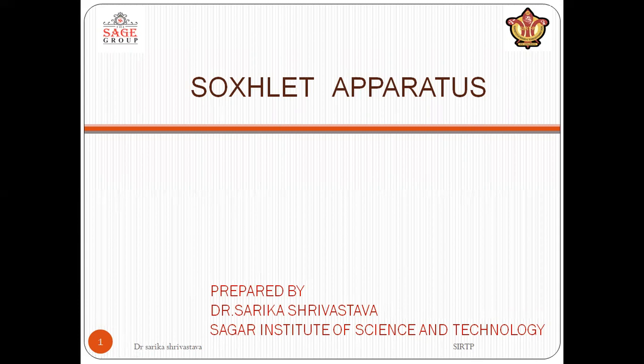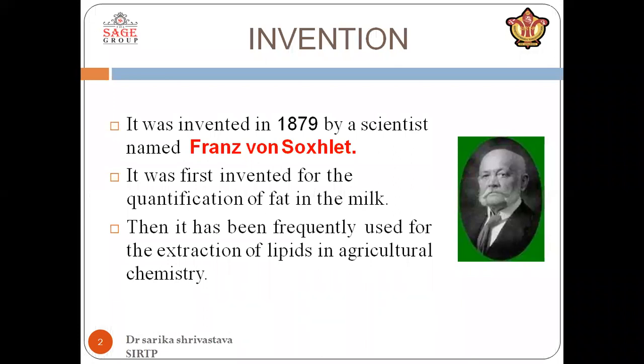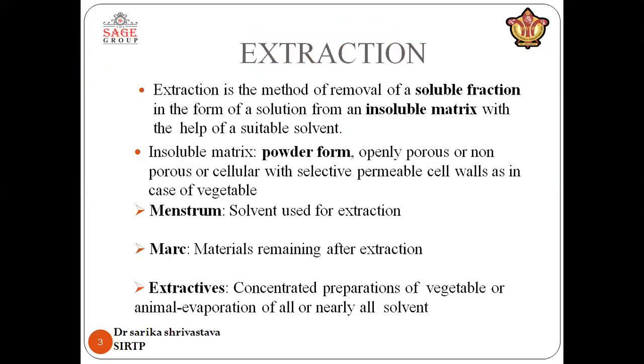A Soxhlet apparatus is used for the extraction of the crude drugs. The crude drugs are those drugs which are obtained from natural sources. The Soxhlet apparatus was first invented in 1817 by a scientist named Franz von Soxhlet. It was first invented for the quantification of fat in milk. Then it has been frequently used for the extraction of lipid in agricultural chemistry.